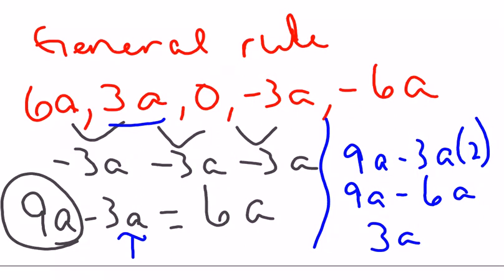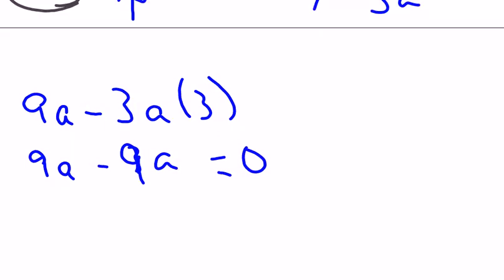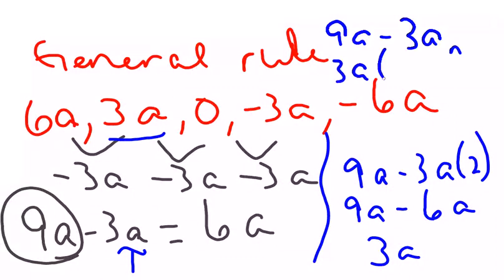Now let's see if it works for the third term. So we have 9a minus 3a times 3. That would be 9a minus 9a gives us 0. So that works. So our general rule, we can write it a couple different ways, would be 9a minus 3a sub n, or you could write it as 3a times 3 minus n. Either way.